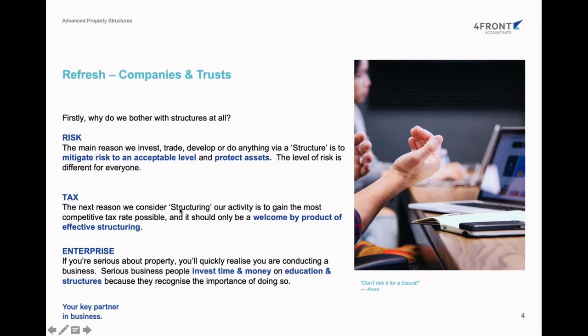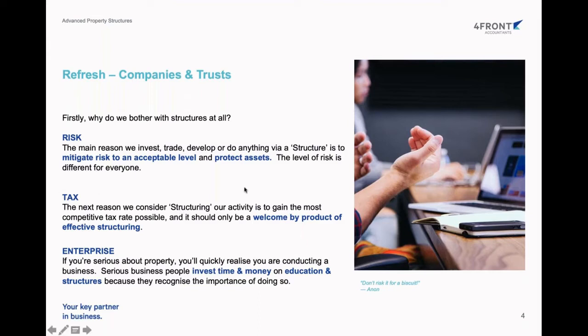The second reason you do anything, and I have these in order, is for taxation purposes. So firstly, you always use structures to manage risk. That's the first and foremost. Tax should be, as I've put there, a welcome byproduct of effective structuring. So it's not the main reason we do anything, but if we structure things well from a risk point of view in order to mitigate risk to an acceptable level and protect assets, we should get a welcome byproduct being some effective taxation structuring.